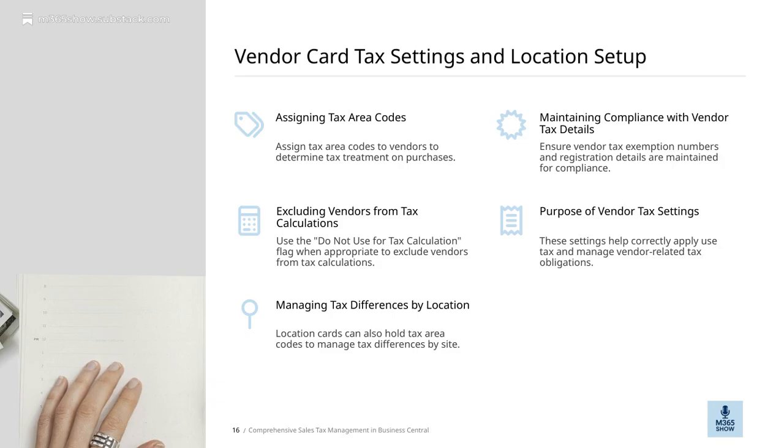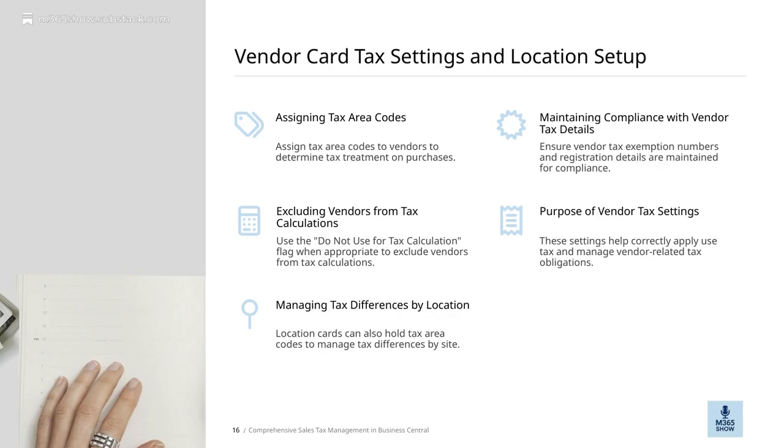Now, let's take a closer look at the vendor card tax settings and location setup. These settings are essential for ensuring that use tax is applied correctly and that vendor-related tax obligations are properly managed. The purpose of the vendor tax settings is to keep track of vendor tax exemption numbers and registration details. This helps us stay compliant with tax regulations and ensures that we're handling taxes accurately for each vendor.